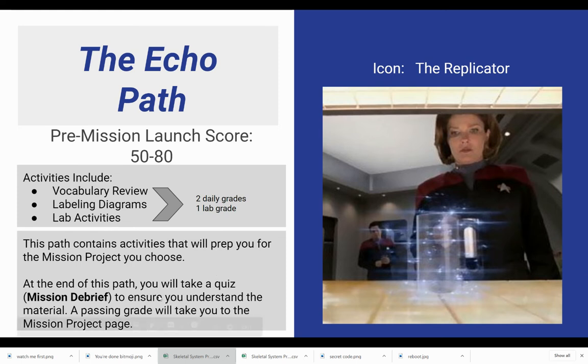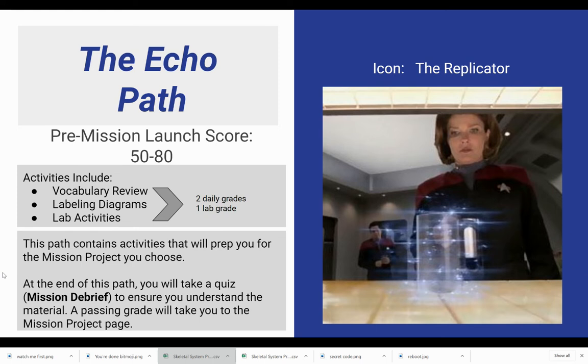At the end of this path, then you'll take a quiz, which I call the mission debrief, to make sure you understand the material. It may be the exact same one that you took, the pre-mission launch, or it may be a little different. But this is just making sure you're not just flipping through the activities and doing them for the sake of doing it, but you're actually understanding the material. If you pass, then you will be taken to the mission project page. If you do not, then you will have a tutoring session with me.